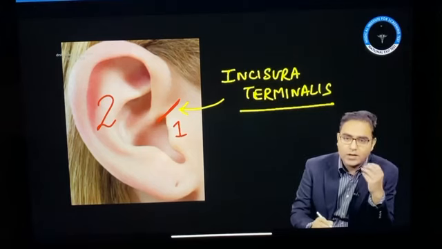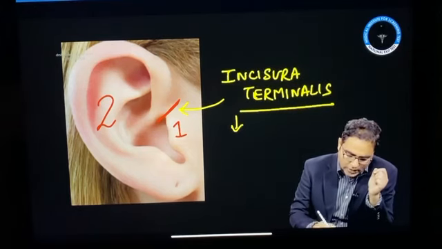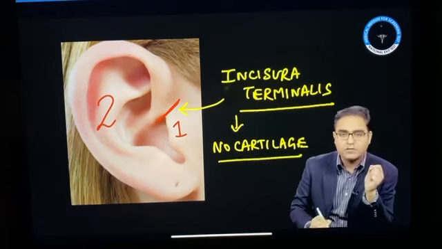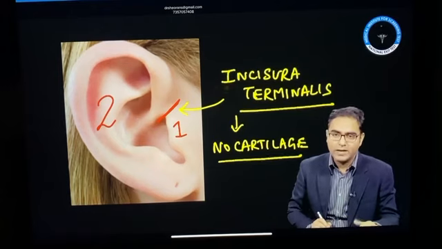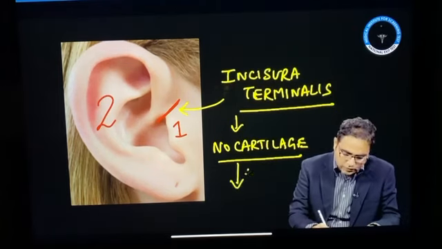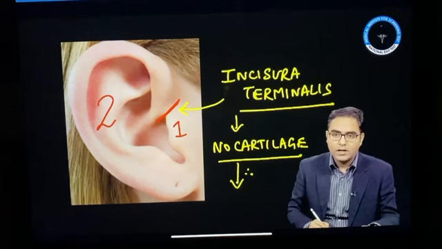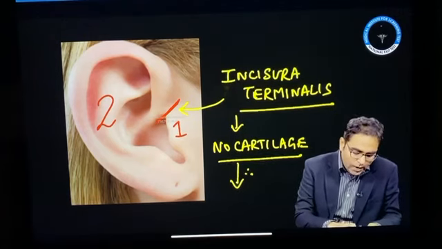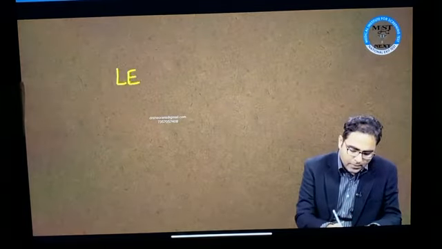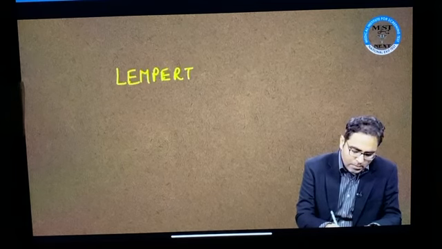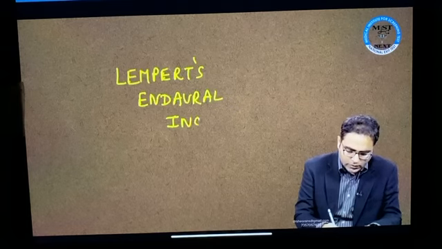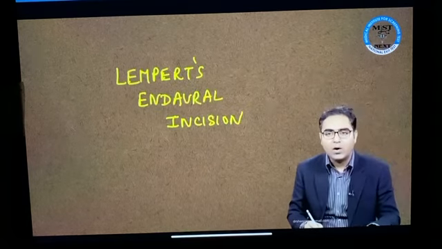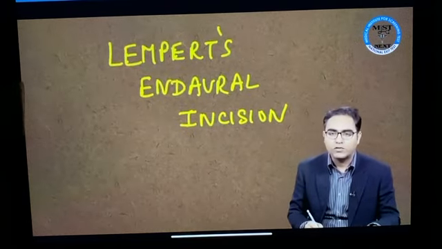Now, it has a clinical importance. It has no cartilage. There is no cartilage in this area called incisura terminalis. So there is a surgical significance of that. Therefore, Lempert's endaural incision, spelling Lempert, L-E-M-P-E-R-T, passes through it. Therefore, Lempert's endaural incision passes through incisura terminalis.